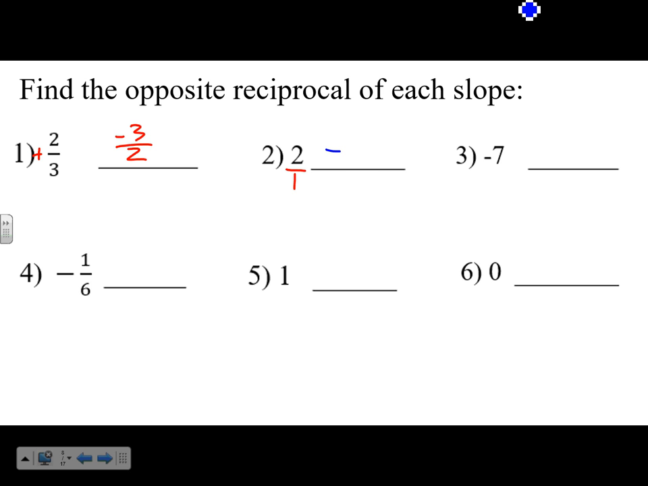The reciprocal is 1/2. Now, again, I don't care if you put the negative on the numerator or on the denominator, either is fine. Technically, 1/-2 is also fine, but we don't usually do that. So I don't care which way you put it. Just make sure you're careful with that. Next is -7, so again, put that over 1. So it's negative, so we're going to make that positive, and then it's 1/7.